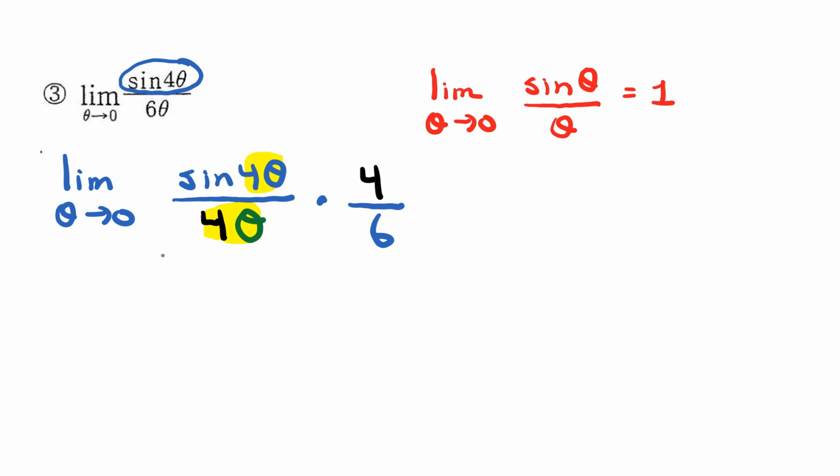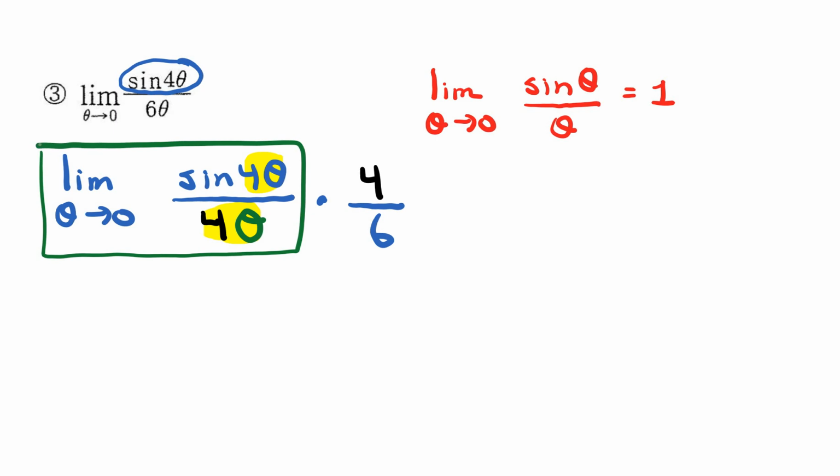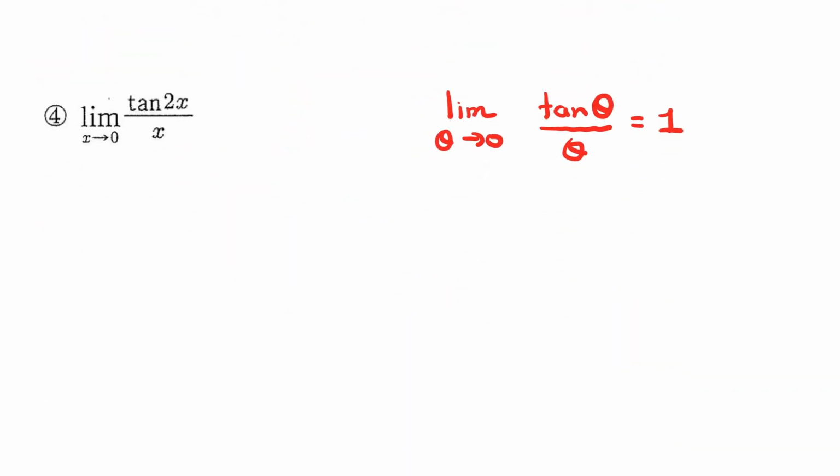And then once again, we have this limit law right here, sine of 4 theta over 4 theta. As theta approaches 0, that's going to be 1. So 1 times 4 over 6 is going to be 4 over 6, but that's going to be 2/3. Okay. All right, let's move on to question number 4.